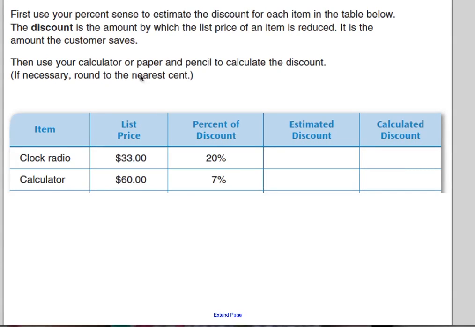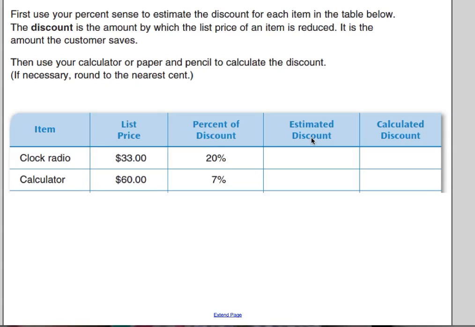Now, the other page that you're going to be asked to do in your journal, page 278, is sometimes tough for kids, but I'm going to show you it really doesn't need to be that tough, okay? You have a chart, and your job is to complete the last two columns of the chart. You got the estimated discount and the calculated discount. First, use your percent cents to estimate the discount for each item in the table below. The discount is the amount by which the list price of an item is reduced. It is the amount the customer saves.